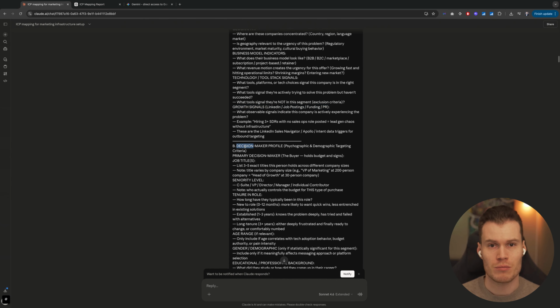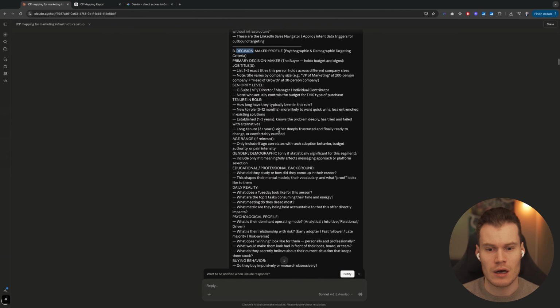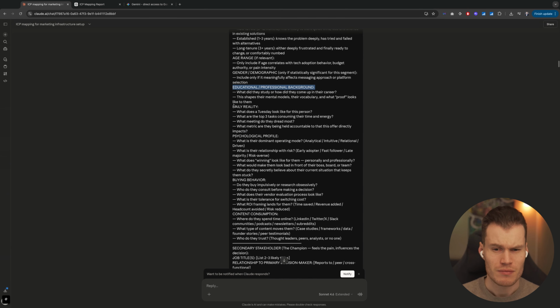You're going to get the decision maker profiles: the role and title, seniority, tenure, the age range, the gender and demographic, education and professional background, their daily reality, like what do they experience on a daily basis, the psychological profile, their buying behavior, and the content consumption. All of this gets you more context about who your actual target audience is and how you can shape your outbound, your content, and your marketing in general, so that you bypass their defenses, in the sense that you're not fighting hard against hard.